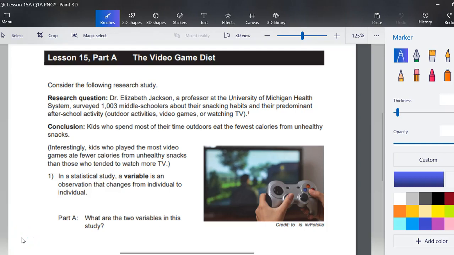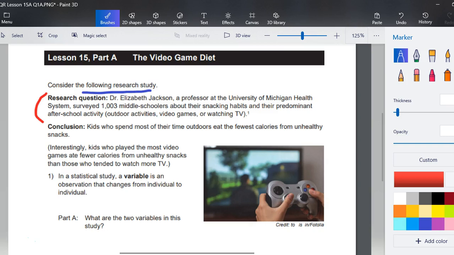So we are now at lesson 15A, the video game diet. Consider the following research study. As we've done all semester, if you have not already looked at question 1, you need to go ahead and hit pause, read through question 1, write down some answers, and then come back and we'll walk through this together. There is a research question.